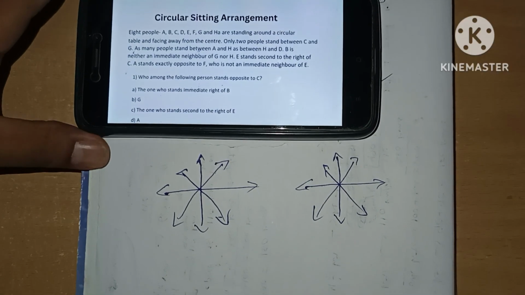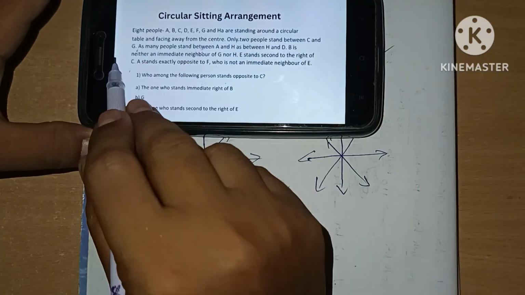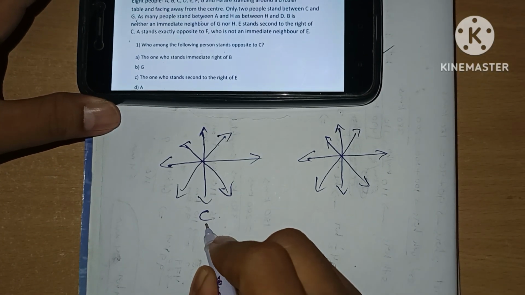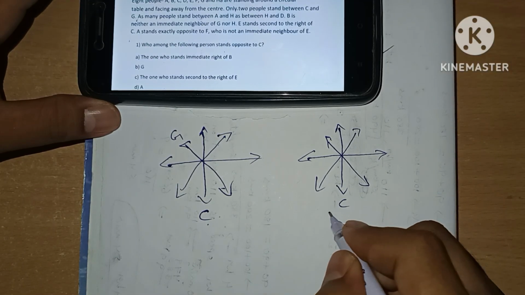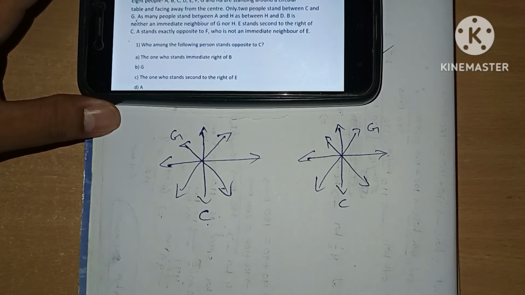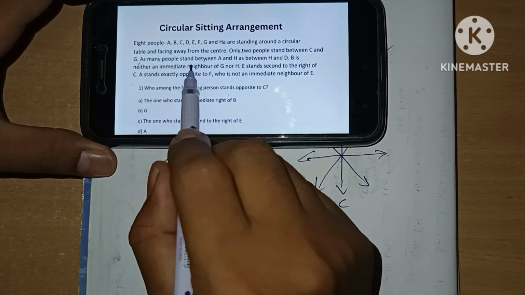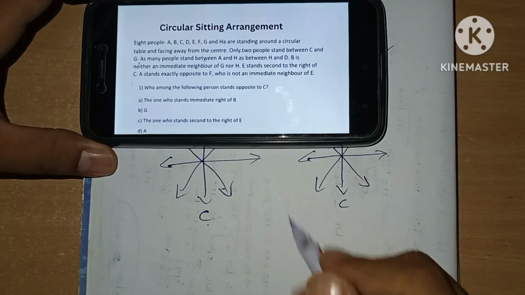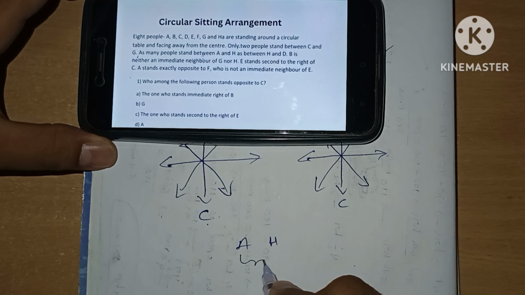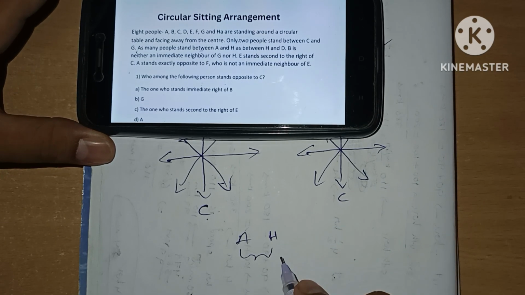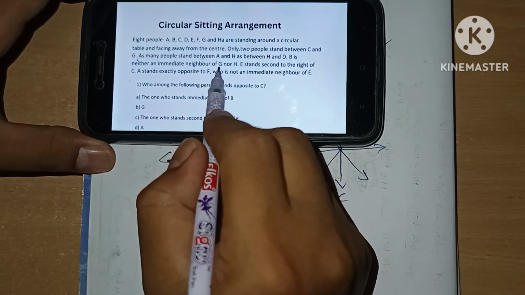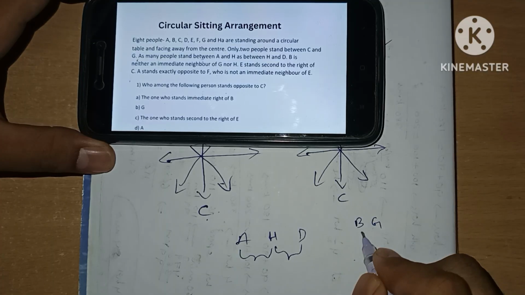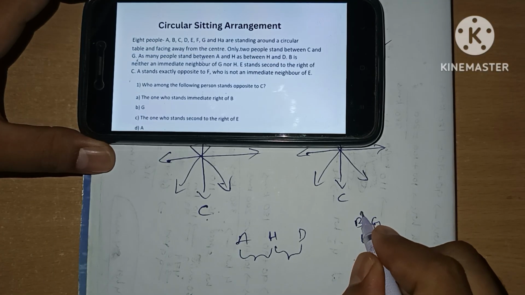Okay, let's note the rough statements. Only two people sit between C and G. Let's start with the question. If we place C here, two people, 1, 2, G is placed here. Let's see the next statement. As many people between A and H as between H and D. So A and H, as many people between H and D. Okay. B is neither an immediate neighbor of G nor H. So B and G are not adjacent and B and H are not adjacent.